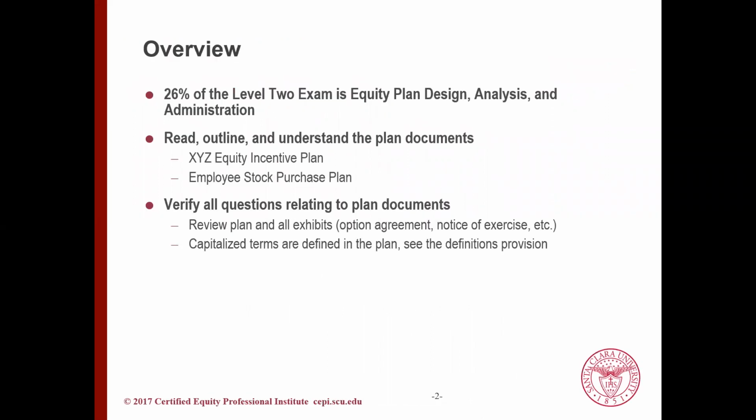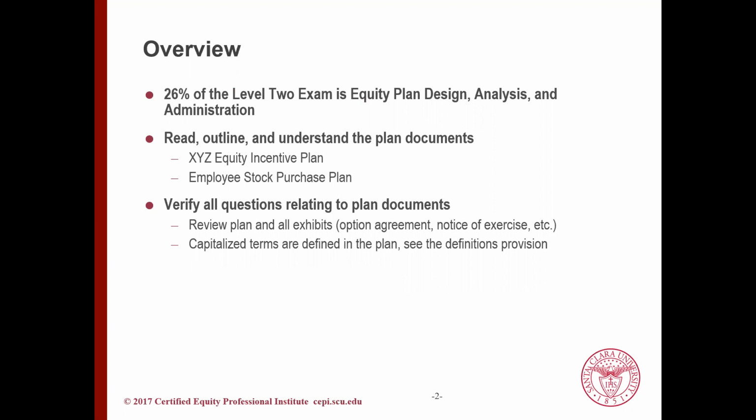On Level 2, 26% of your exam will be on equity plan design, analysis, and administration topics. You may see another question or two on admin. You have 110 questions on your test. 10 of those are experimental items that are not scored, and those are not marked on the test, but because of that, you probably will feel like you saw a little bit more than 26 questions in this area.